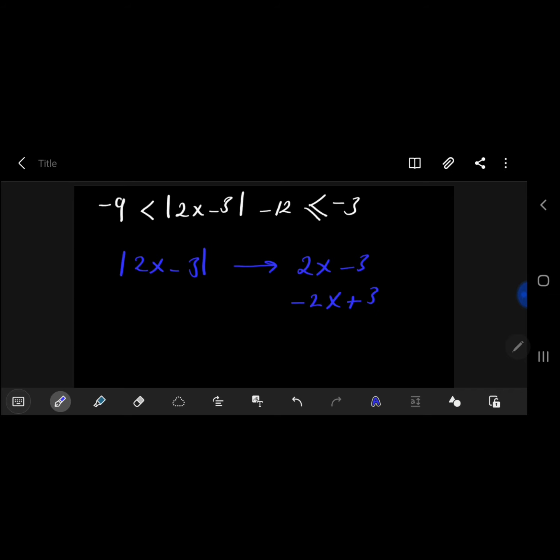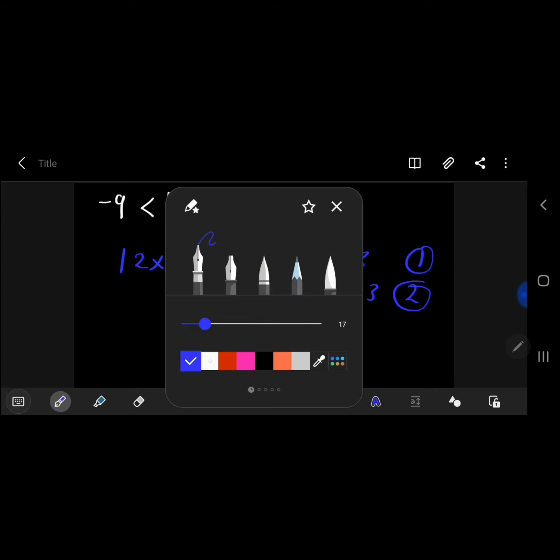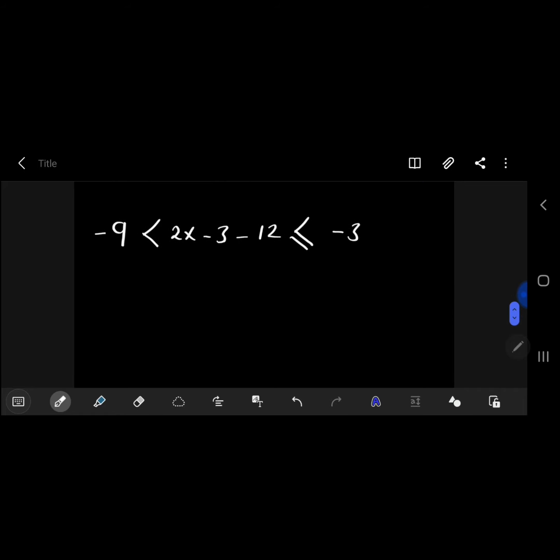So, now I will take the first step, 2x minus 3. The second step, minus 2x plus 3. How can I do that? I will show it to you. Now, minus 9 smaller than 2x minus 3 minus 12 smaller than or equal to minus 3. How can I solve it this way? Now, I will take this question to find it.